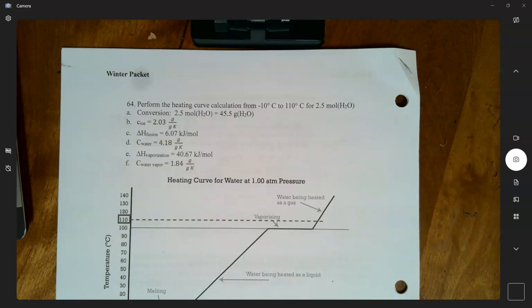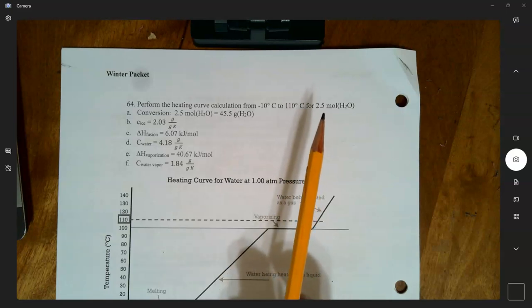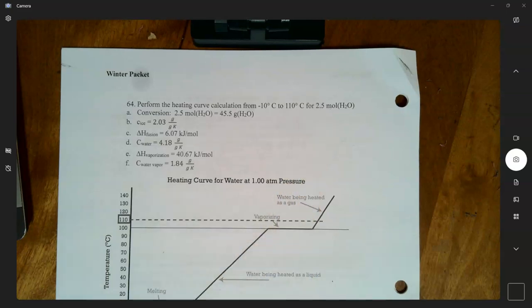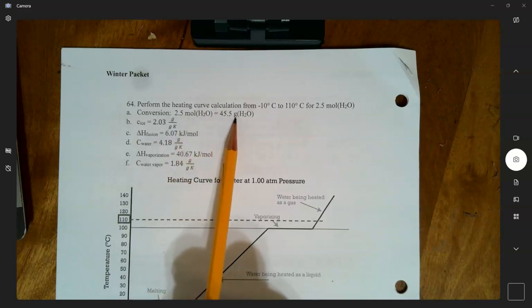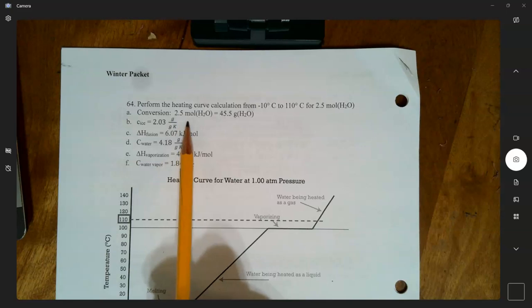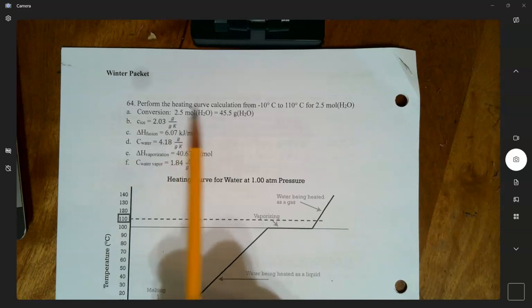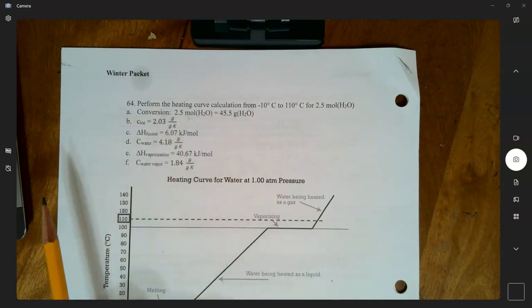So perform the heating curve calculation from -10 to 110 degrees centigrade for 2.5 moles of H2O. All right, so in this question, you're given an amount of H2O in moles. Down here, here's the conversion. 2.5 moles is equal to 45.5 grams, because for some parts of this problem, you need to have the quantity in moles, and other parts of the problem you have to have it in grams.